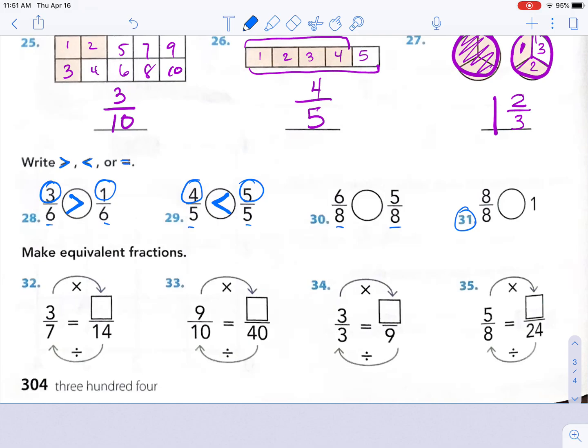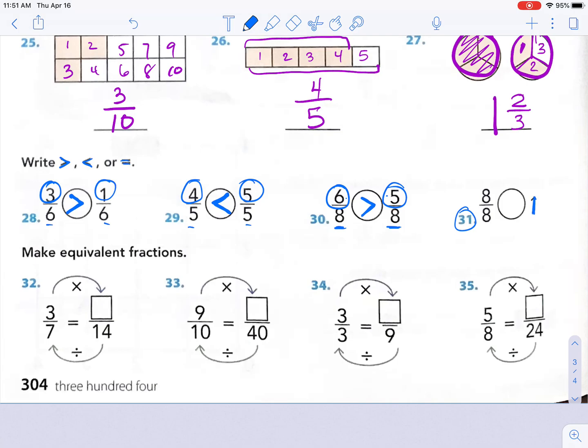If I have a pizza sliced in 8 slices, what's more, 6 of those or 5 of those? When the denominator is the same, remember you just compare the numerator. So what's more, 6 slices. There we go. Boys and girls, don't be tricked by this one.